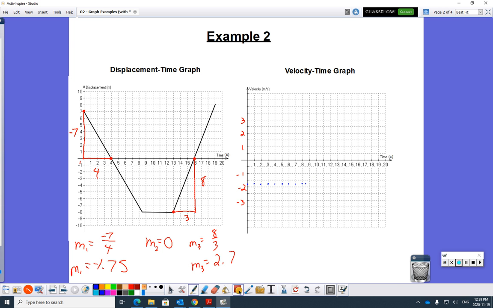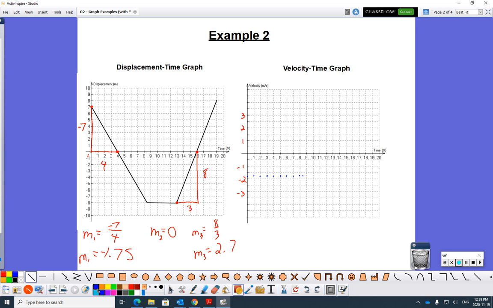Somebody else goes, no, I totally get this. I don't need all your little dots to think it through. I'm just like, straight line, always equal to negative 1.75.